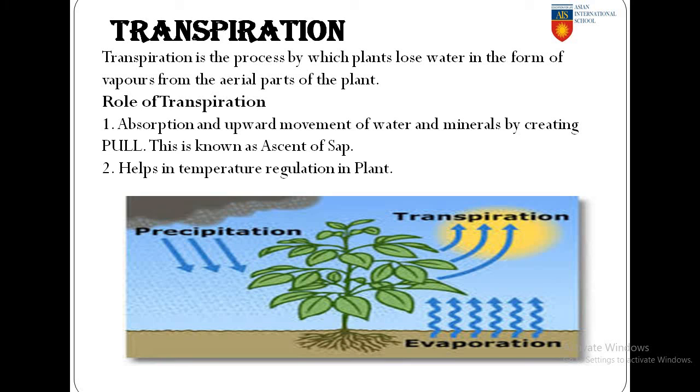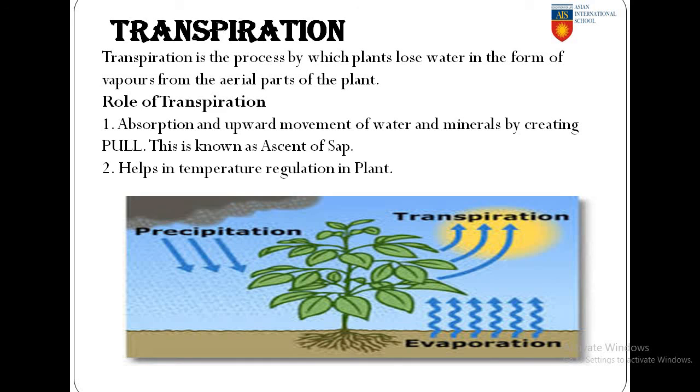Okay. So what are the aerial parts? The aerial parts are the parts which are in air, like leaves and stem. Root is underground, so it is not in the air. So it is not an aerial part of the plant. The leaves and stem are the aerial parts of the plant. So the excess water which is stored is lost in the form of water vapor from the aerial parts of the plant.